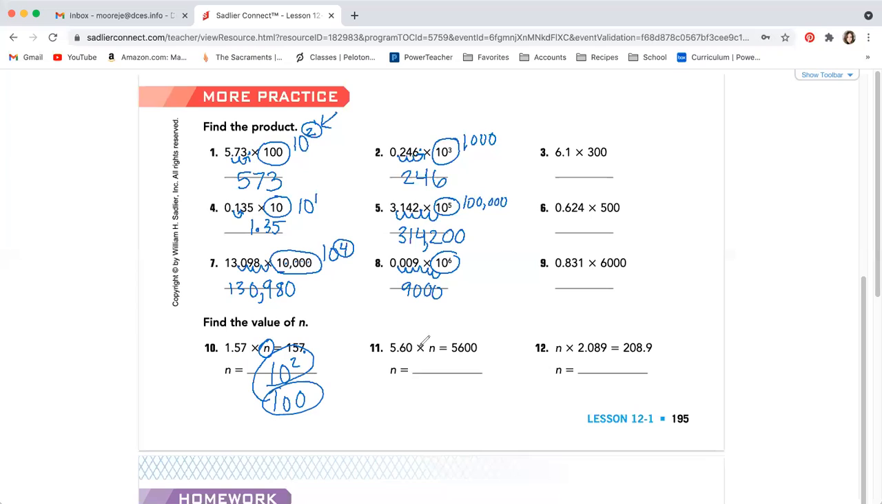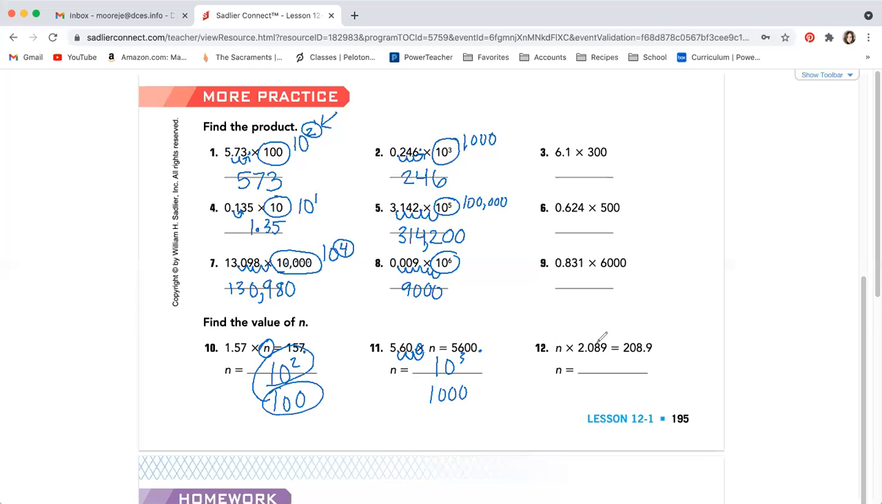How about number 11? How many positions does the decimal point move in order for it to turn into this new number? 2. Let's see. 1, 2. 3. It would have to be a little bit more because that would just be 560. We need one more place value built in there, right? So how many? 3. The third, you got it. So that would be 1,000.